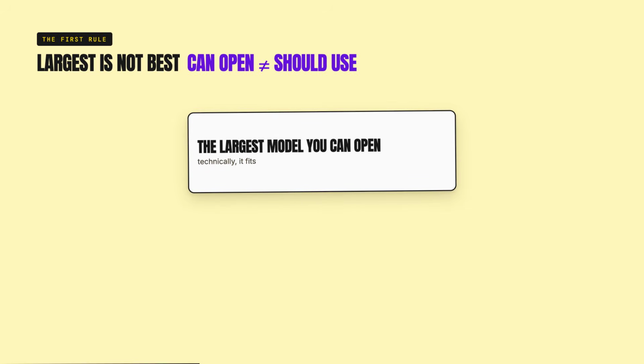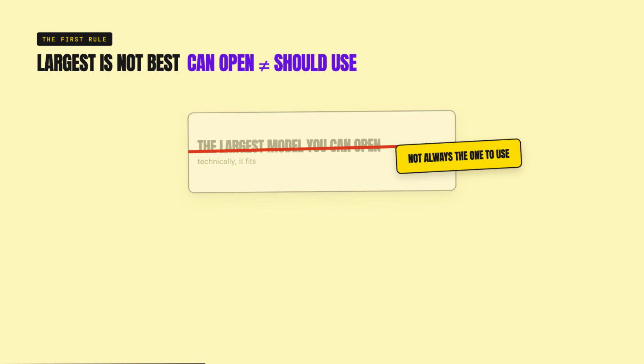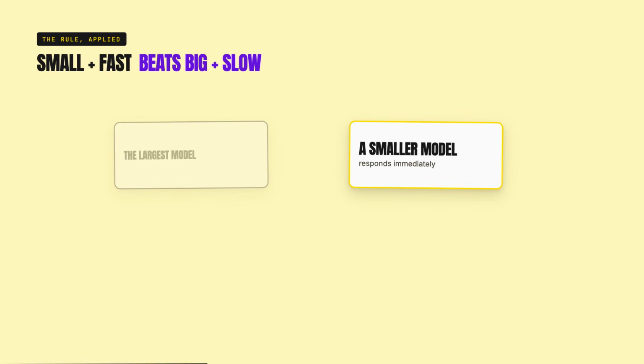This leads to the first rule of local AI. The largest model your computer can technically open is not always the model you should use. A smaller model that responds immediately can be much more useful than a larger model that makes you wait for every answer.